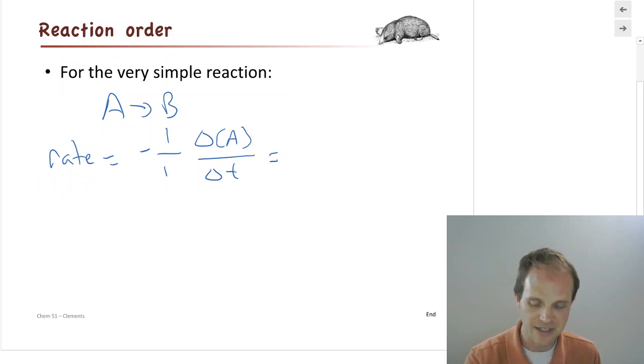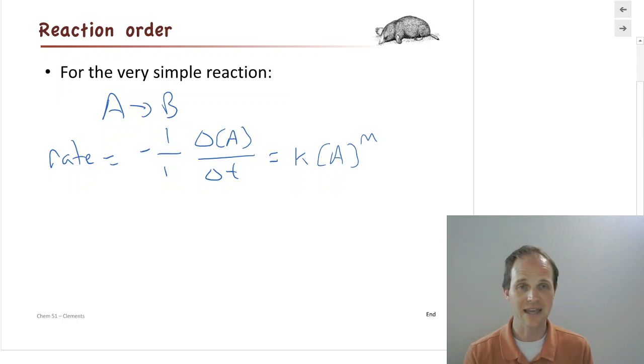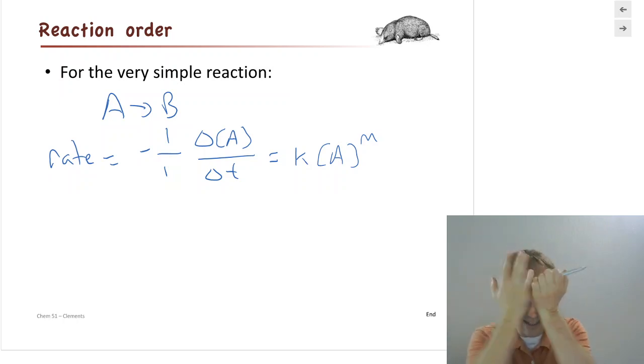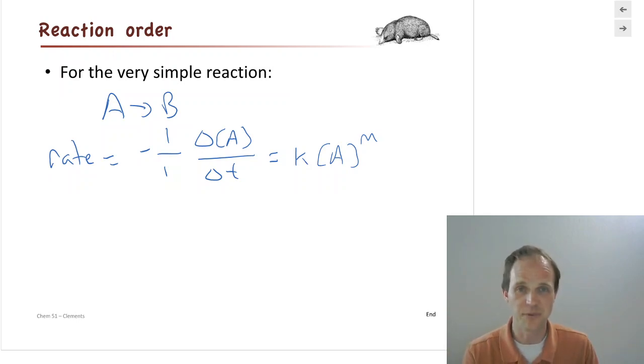So this was our definition of rate, that was our general case of the definition of rate. But now we know something else. That's equal to k times [A] to the m. So now we have this way of relating our change in concentration over change in time to concentration at a given moment in time. Whew. It gets a little hard to keep track of, but we will get there.